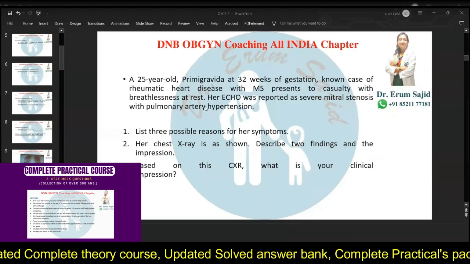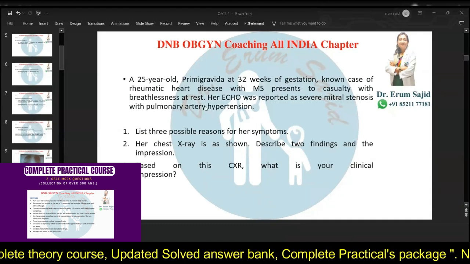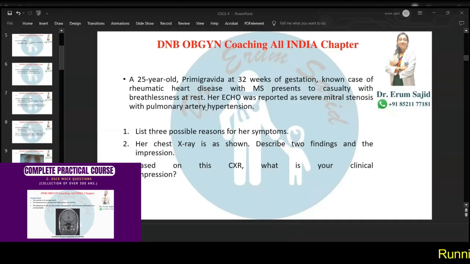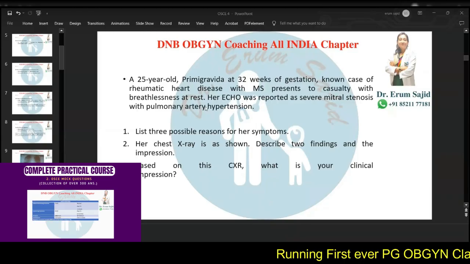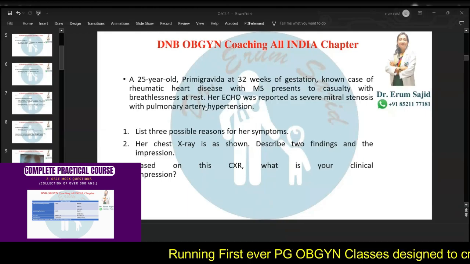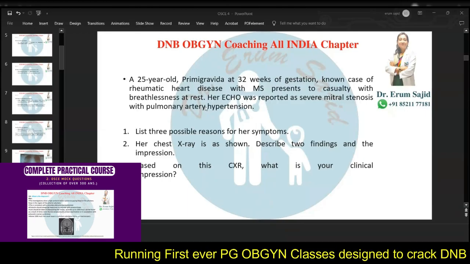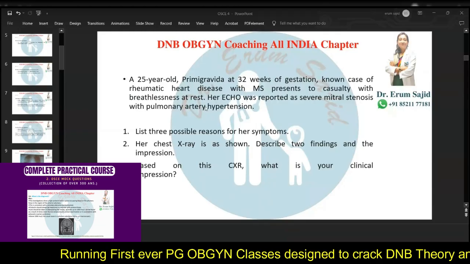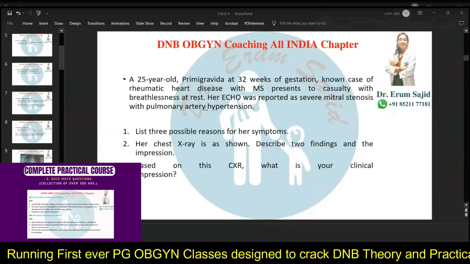The 25-year-old female is there. She's primigravida, 32 weeks, and she's a known case of rheumatic heart disease with MS. Okay, and she's presenting in the casualty with what? Breathlessness at rest. So her echo has shown severe mitral stenosis, and what happens in severe mitral stenosis? Pulmonary edema, and she also has pulmonary arterial hypertension. So what could it be?